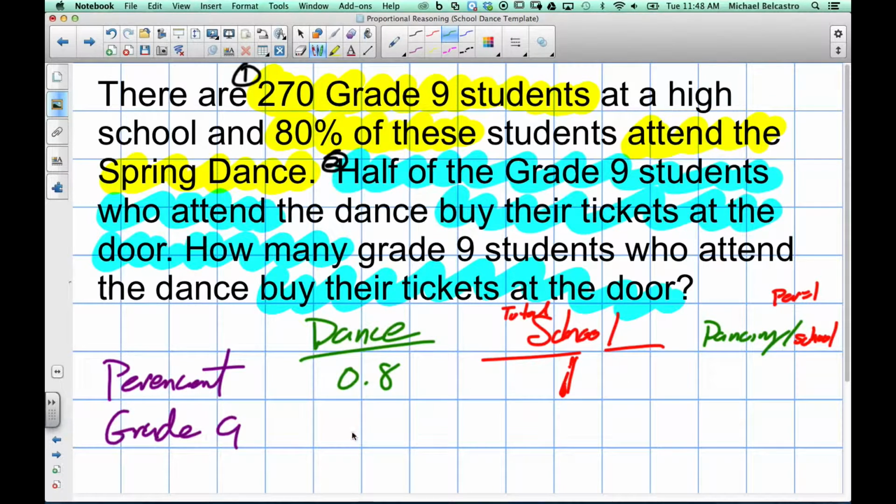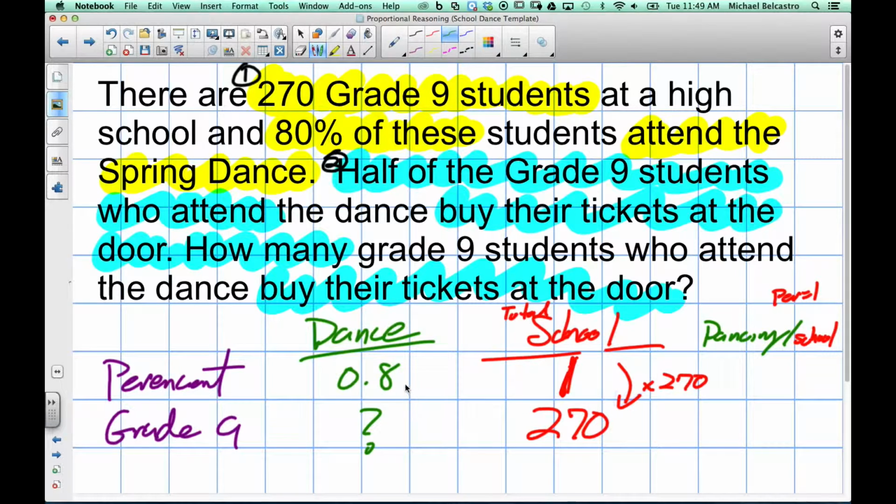At our specific school, how many grade 9 students are there in total? Well, we know there is a total of 270 students. What we don't know is how many of those grade 9 students are actually at the dance. So because we technically have our unit rate, it was already given to us, this is our unit rate. One way we could use it is we know we need to multiply that rate, that 0.8, by 270, because if it's one school and there's 270 students, we're going to multiply by the value of 270.